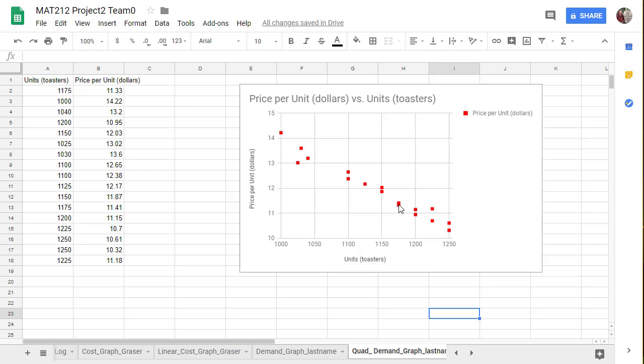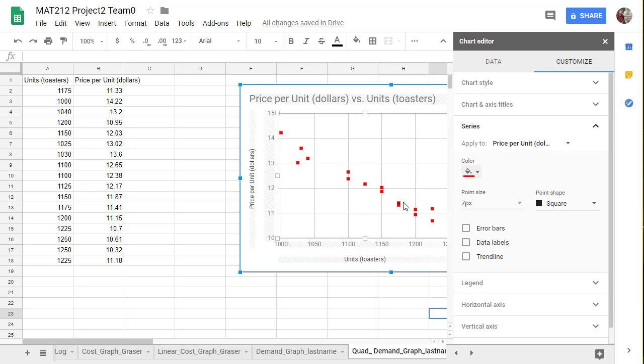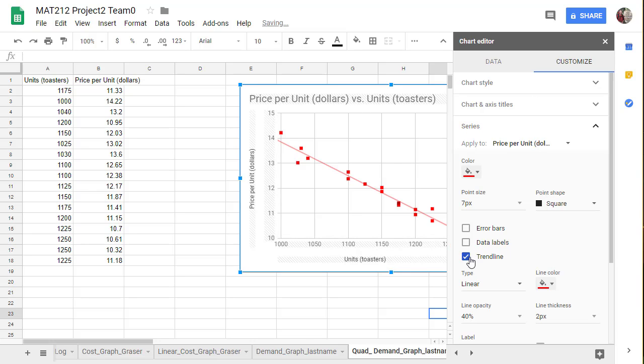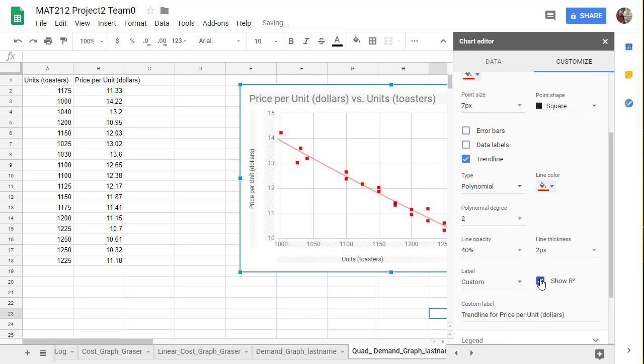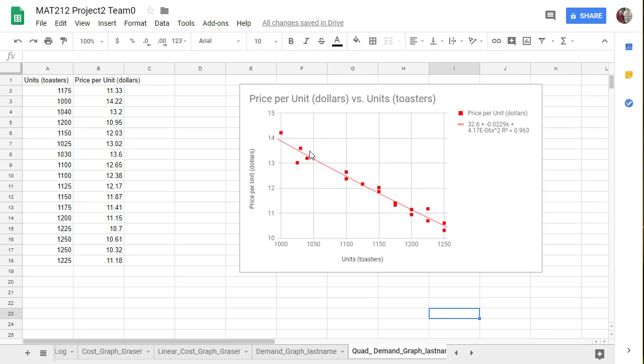So go up to one of your data points, double click on it, say trend line. Now instead of linear, we're going to click here and we're going to do a polynomial. And a polynomial of degree 2 is a quadratic. So that's doing exactly what we want. It's choosing our line color for us as red to match up with the data points. I want it to show the r squared and then use the equation again. So here is my line.